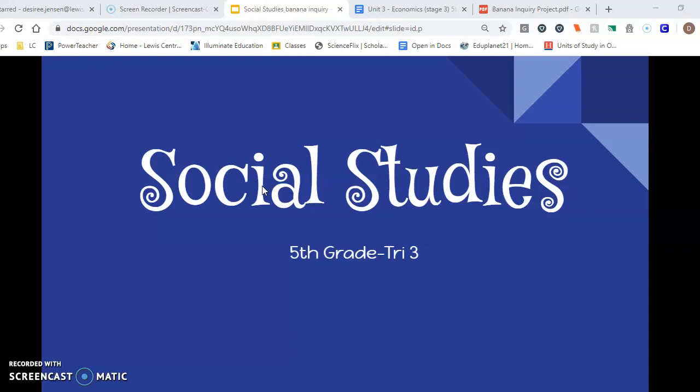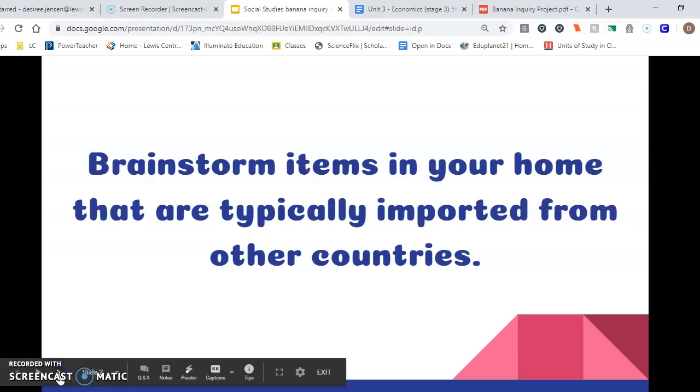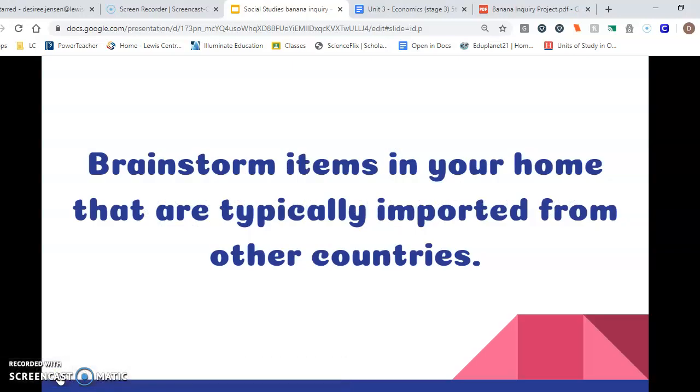You've started to talk about economics, some of that vocabulary that comes along with economics. So we're going to expand that understanding, and we're going to use it to do an investigation. We're going to break up this investigation over several days, but we're going to go ahead and start with this.